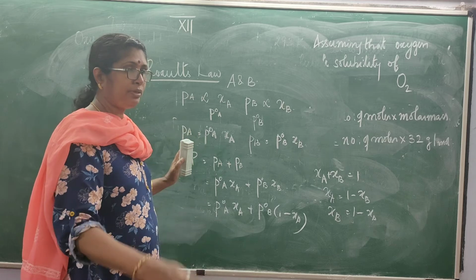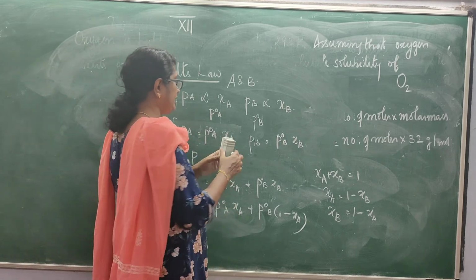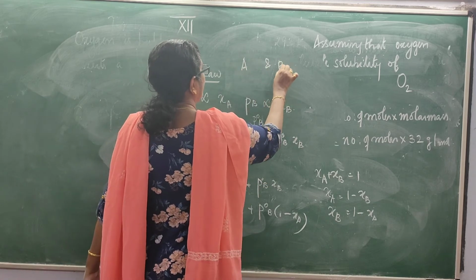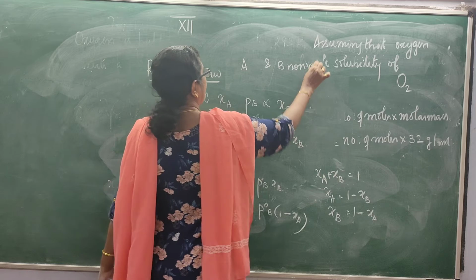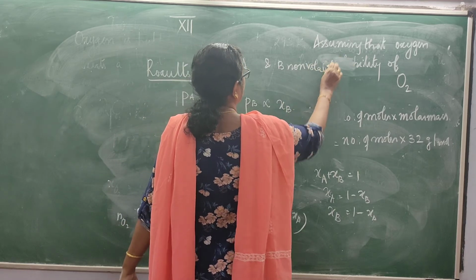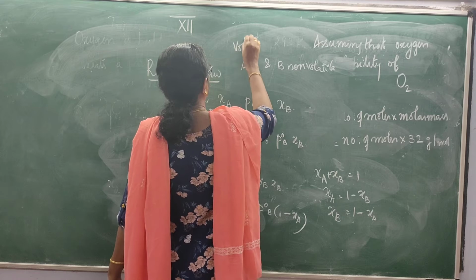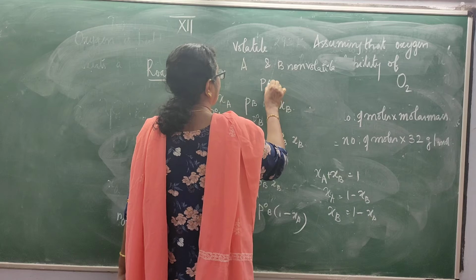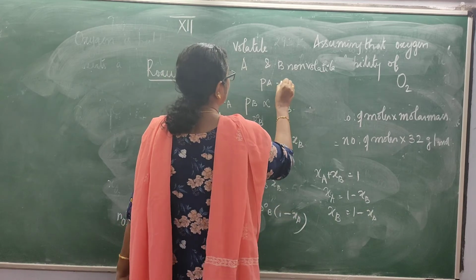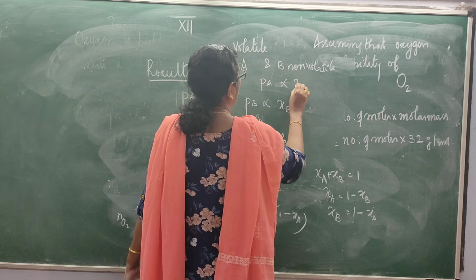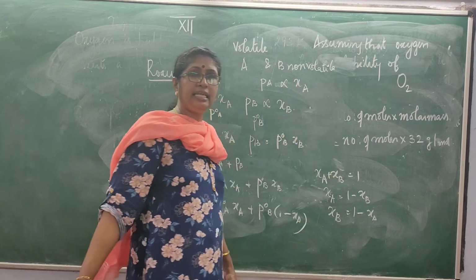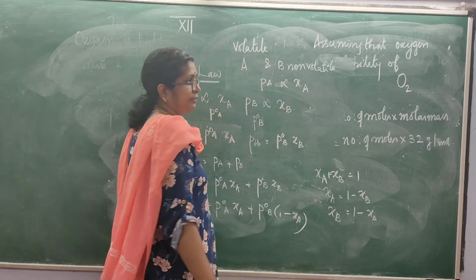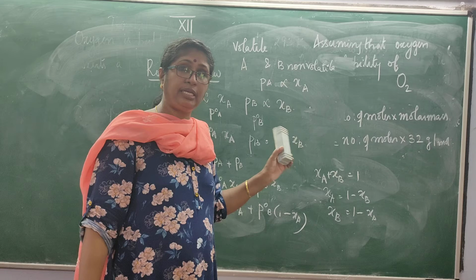Raoult's law has two conditions. One is if one component is volatile and the other is non-volatile. A is volatile and B is non-volatile. So the volatile component is A and the non-volatile component is B. Then PA, the partial vapor pressure of the solution, is proportional to the mole fraction of the solvent A. Then PA is equal to P naught A into XA. This is if one of the components is volatile.